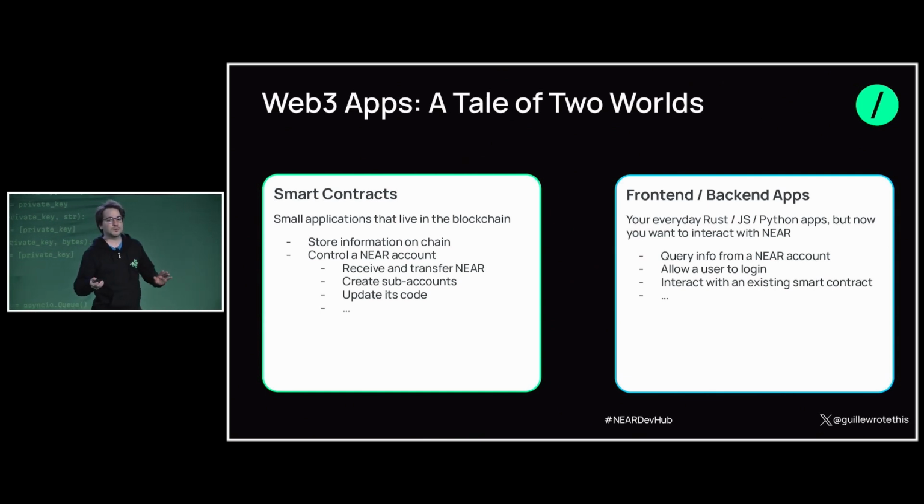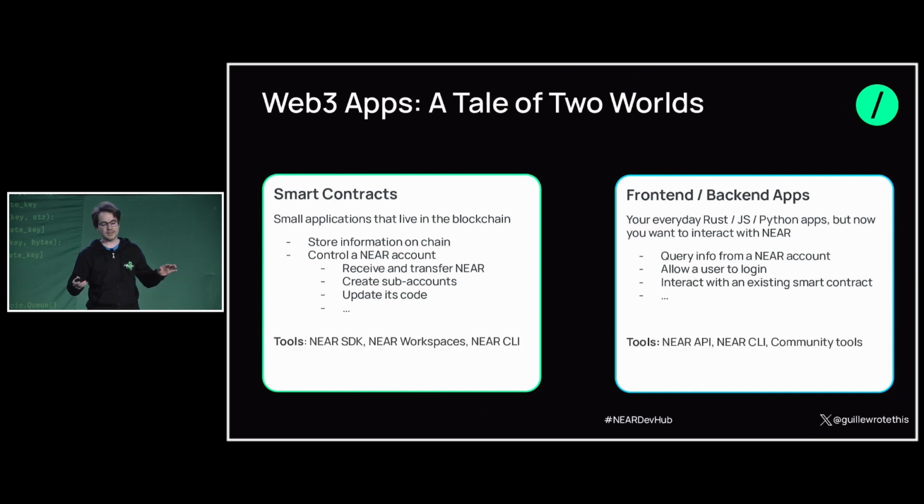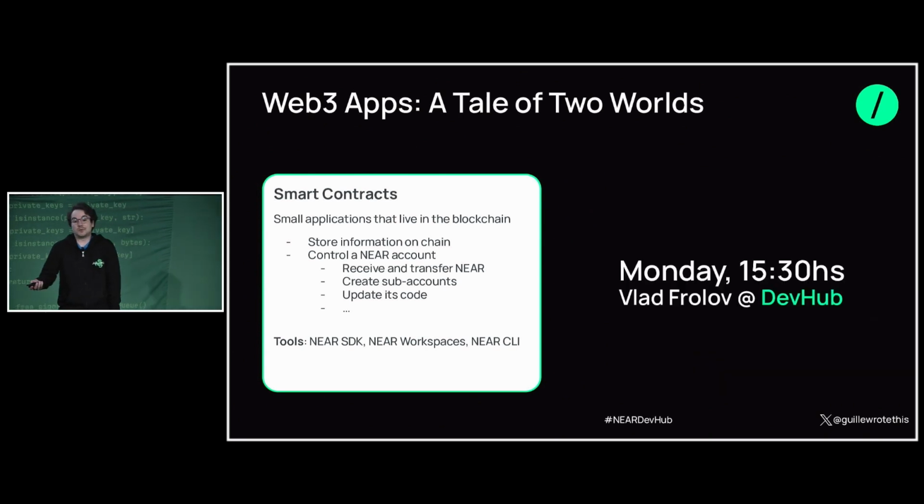And these two different types of applications are very different, and they actually use different kinds of tooling. So for the smart contracts, you're going to be talking about a near SDK, workspaces to test it, near CLI to deploy your smart contracts. Meanwhile, for the front-end and back-end applications, you're going to be talking about near API, near CLI, and community tools. And as I said, these are two different worlds, and therefore these are two different talks.